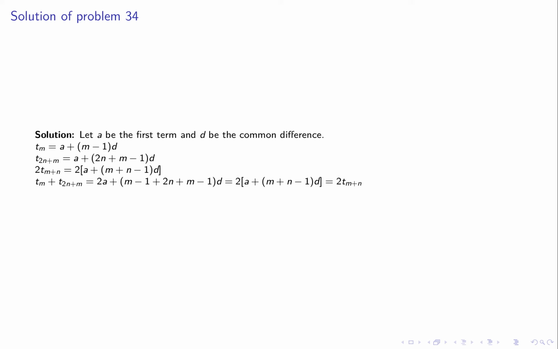The 34th problem says that for an AP, show that the mth term plus the 2n plus mth term equals twice the m plus nth term. So in this case, the formulas for the mth term, the 2n plus mth term, and the m plus nth term I have written. And by simple arrangement of terms, you can see that this is proven.